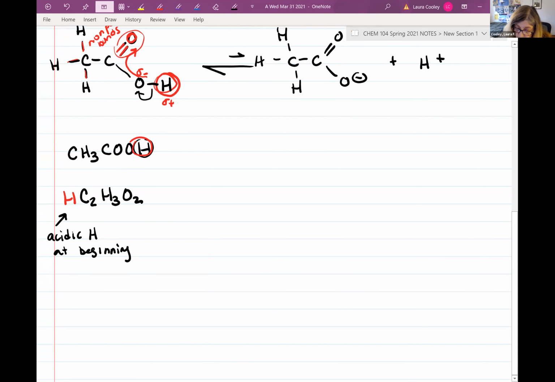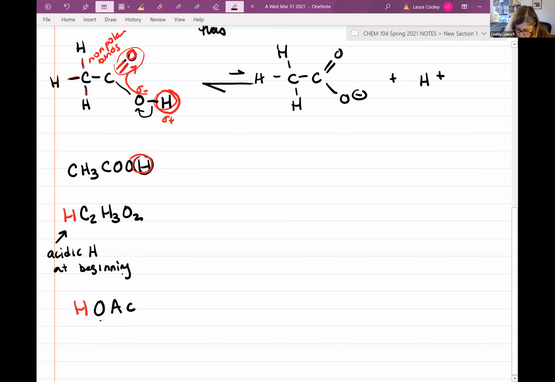And with acetic acid, we have another affectionate abbreviation that we use, and this is actually the way that I mostly write acetic acid. We take this whole part of the molecule, everything except the H plus that gets released, and call it the acetate part. This is the acetate ion, and with an H plus on it, it becomes acetic acid. So this is an abbreviation for acetic acid, just sort of shorthand.